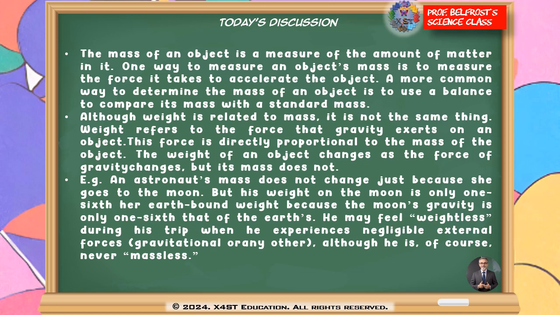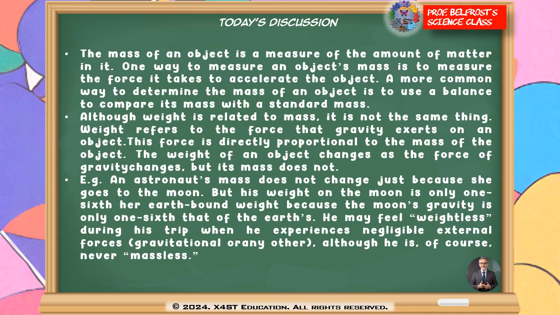Okay, so the mass of an object is a measure of the amount of matter in it. One way to measure an object's mass is to measure the force it takes to accelerate the object. Because you know that F equals ma, that's a physics formula, then if you want to know the mass, just m equals F over a, right? A more common way to determine the mass of an object is to use a balance, to compare its mass with a standard mass.